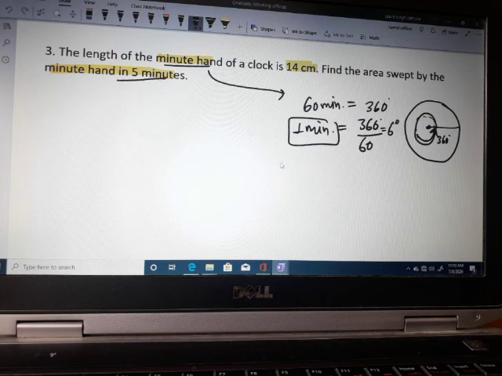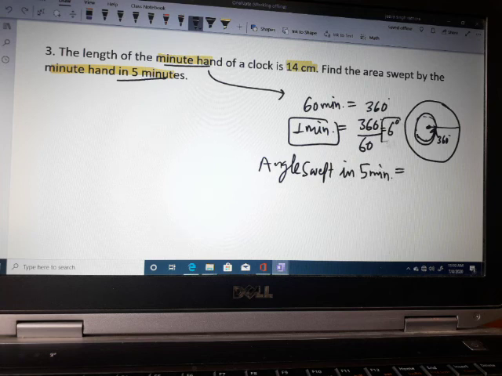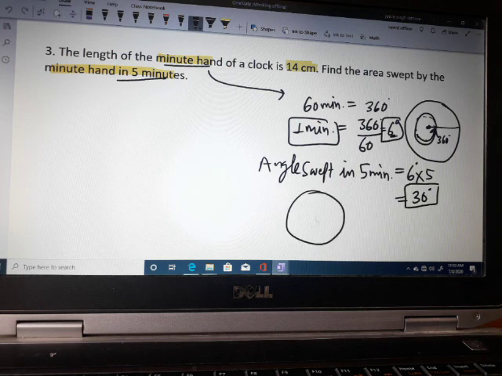The angle swept in 5 minutes is equal to the angle shifted in 1 minute, 6 degree, so 6 degree into 5, that is equal to 30 degree. That is the circle with the angle swept, equal to 30 degree. You have to find the area of this sector, the area swept in the sector form.